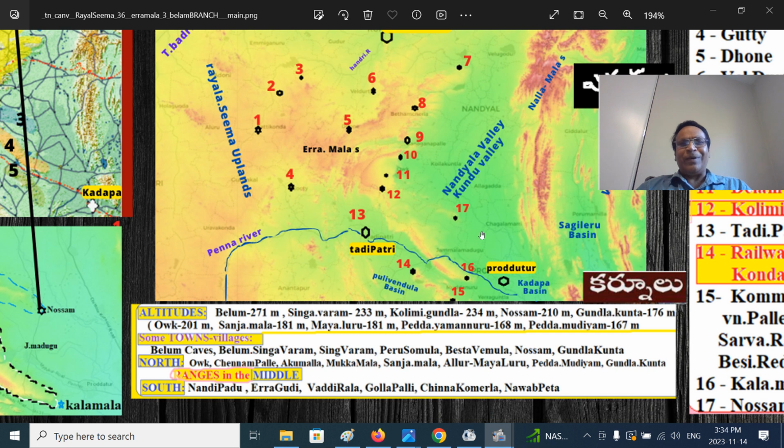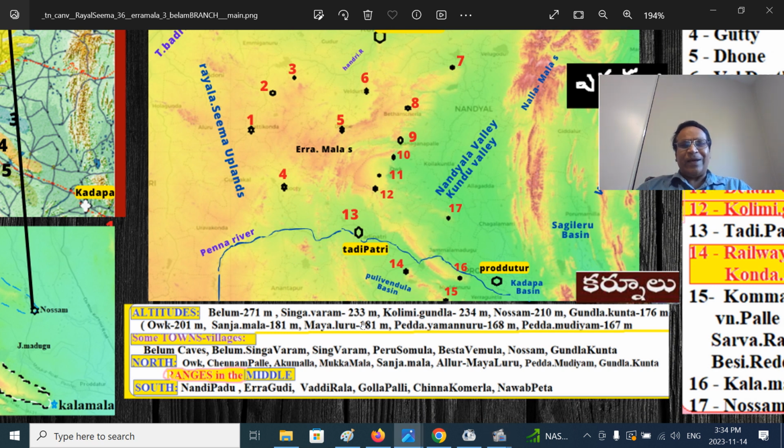But still, when you say 175 to around 400, you generally get around 200 meters of elevation from the base to some of the highest points in these Erramala spurs. Here I have jotted down the important towns and their altitudes above mean sea level.